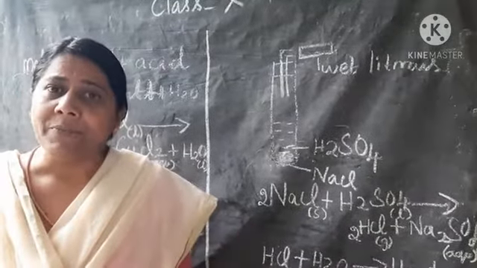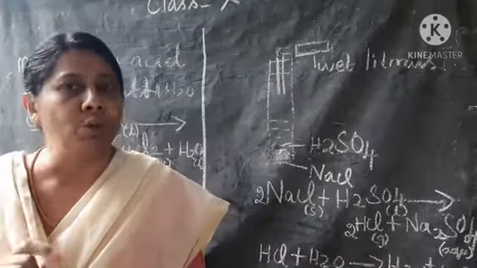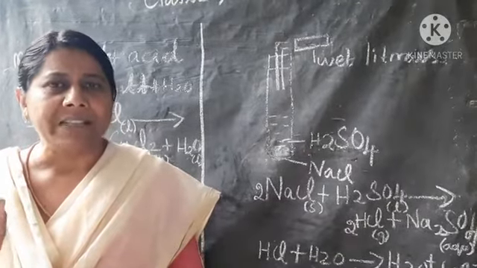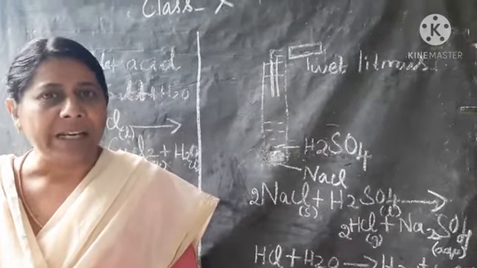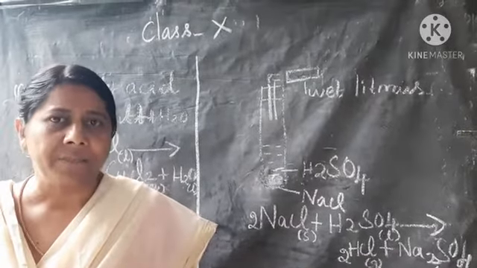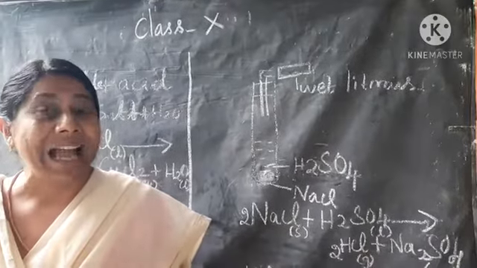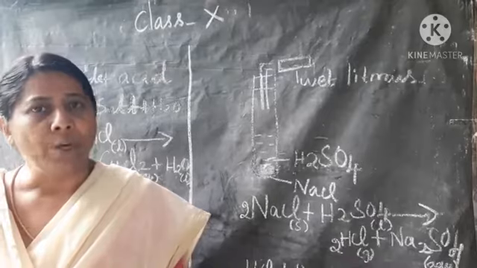And next one, dry hydrogen chloride will not change blue litmus to red. Only if it is in aqueous form, that is, in the wet form, will it change, because the substance will be ionized only in the aqueous form. Hope you understood.